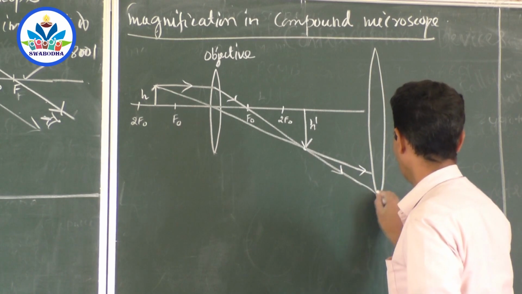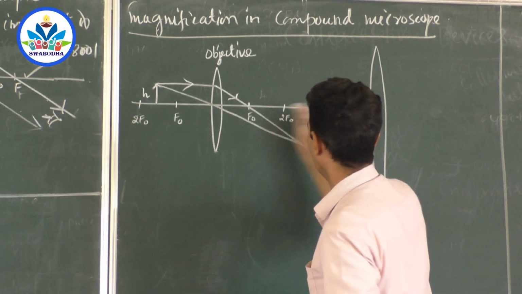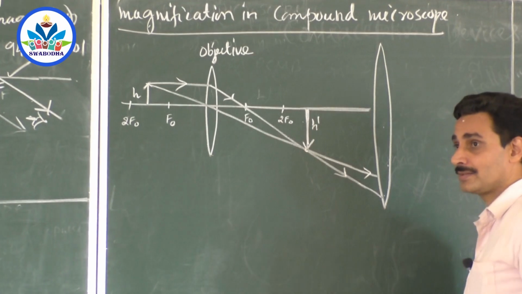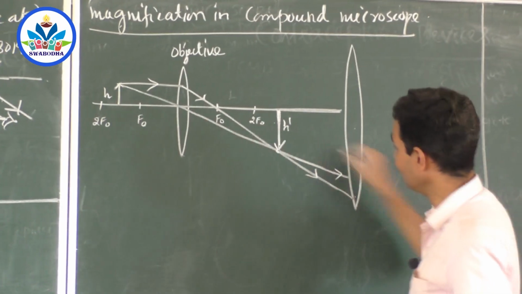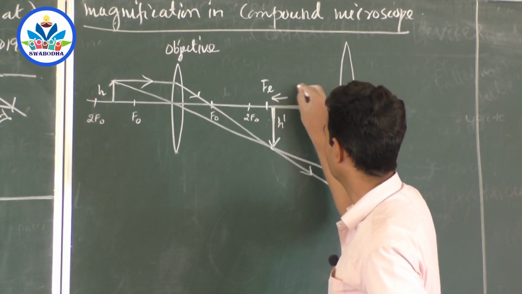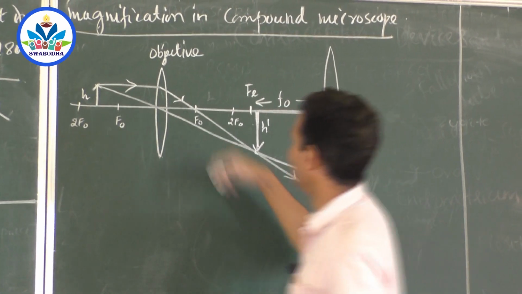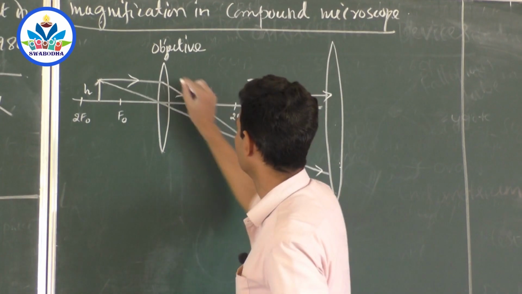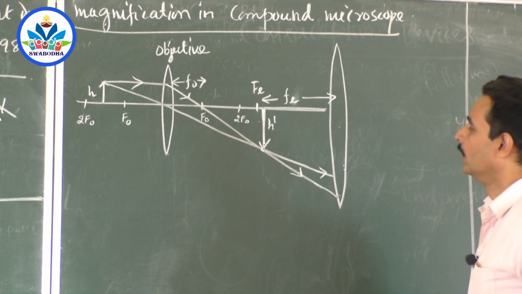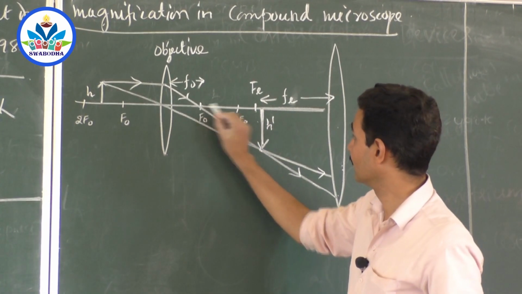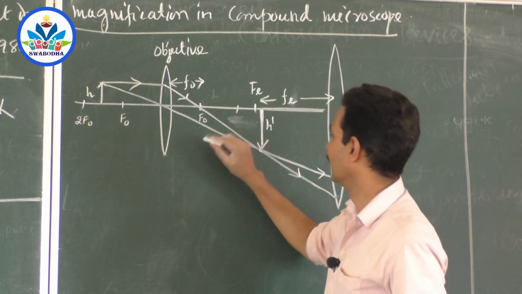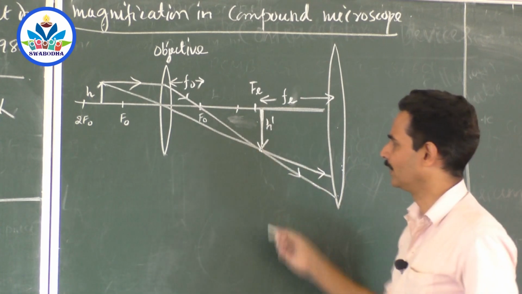The eyepiece must be kept in such a way that this image lies right within its focus, because a virtual, erect, enlarged image is always formed when the object is within the focus. For this lens, this is the object now, and its focus will be here. This is the focus of the eyepiece, and this is the focal length of the objective. The distance here is the gap between the two foci. Of course 2f is not needed now; let us reduce the confusion by not writing so many terms here.